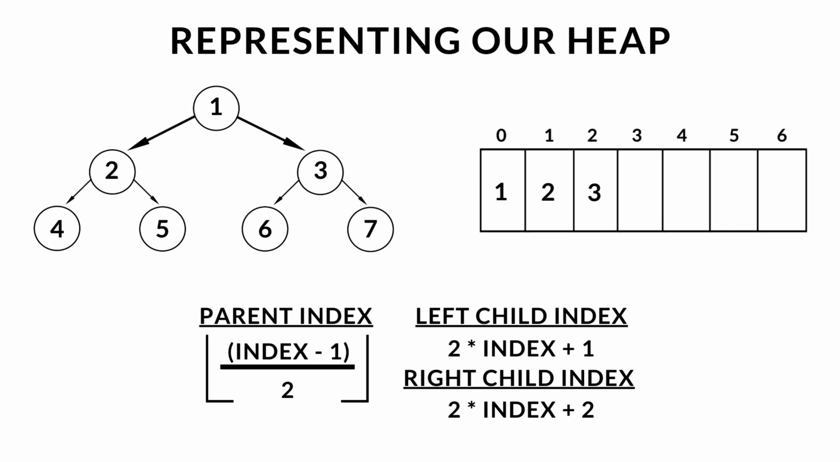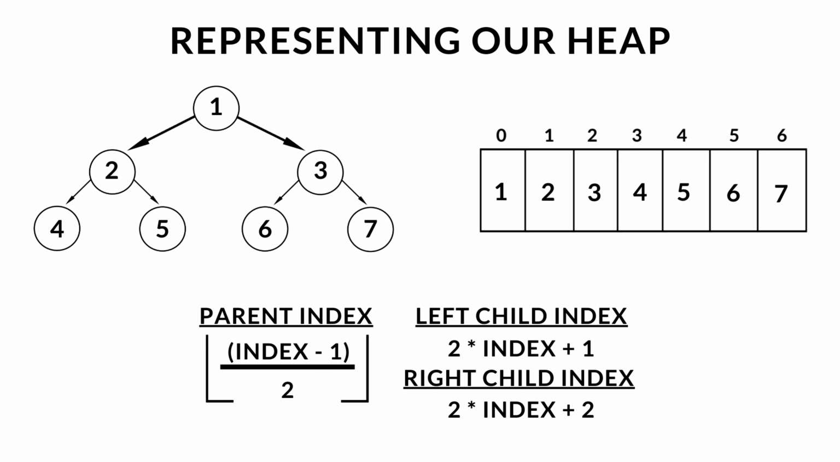Next, let's go ahead and calculate the children of 2. 2 is at index 1. So calculating the left child, we get 2 times 1 plus 1, which will give us 3. So we store 4 at index 3. Calculating the right child, we get 2 times 1 plus 2, which will give us 4. So we store 5 at index 4. Filling up the rest of the array, we should get the following.